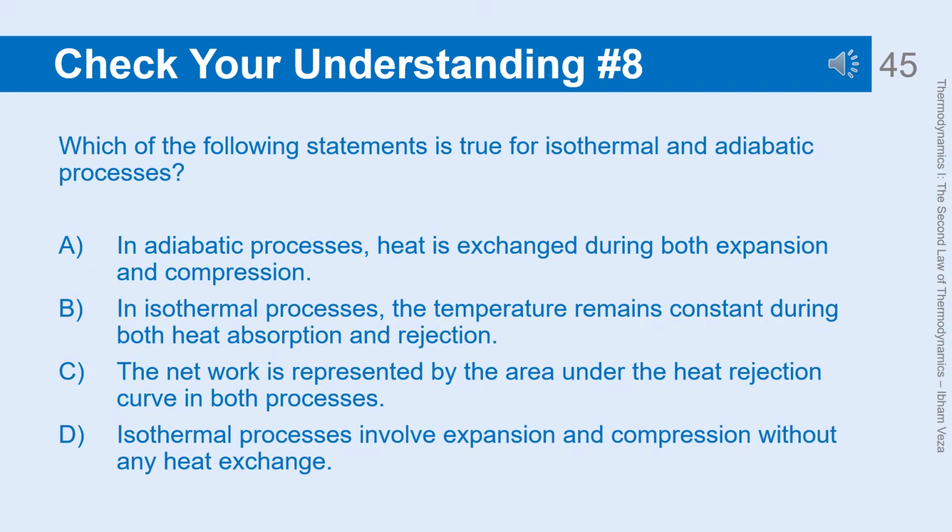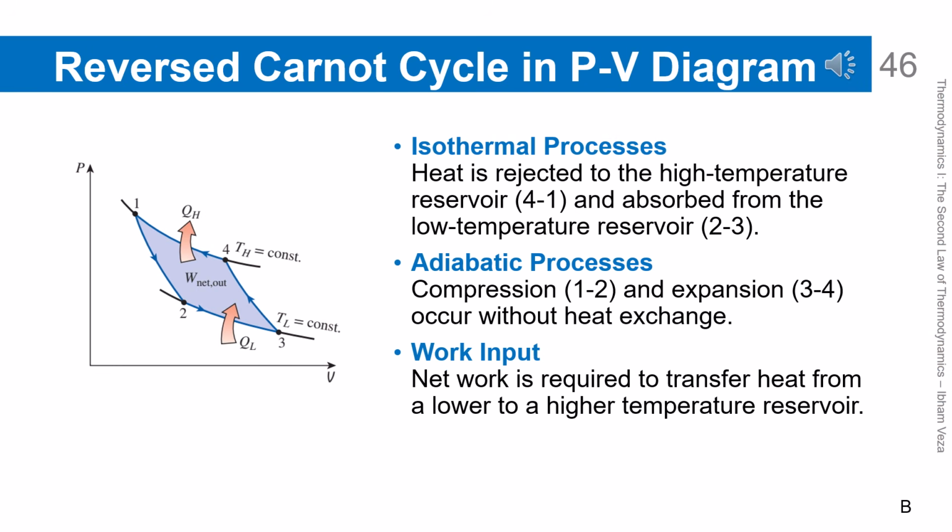Reversed Carnot cycle in PV diagram. The reversed Carnot cycle represents an ideal refrigerator or heat pump. The direction of the processes is reversed so that work must be supplied to the system. Heat is absorbed from the cold reservoir and rejected to the hot reservoir. The PV diagram has the same shape, but the cycle direction is opposite. This shows that an ideal heat engine and an ideal refrigerator are simply reverses of each other.